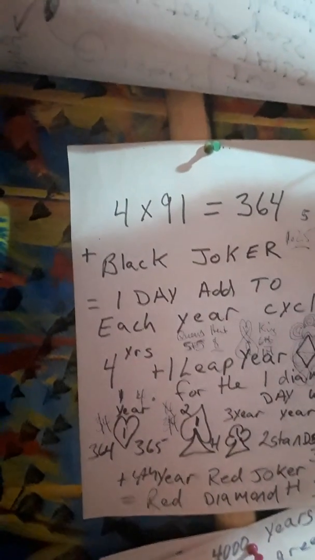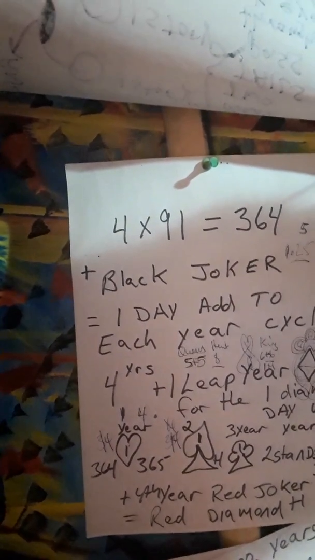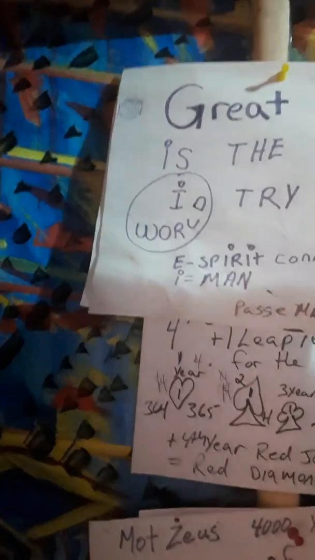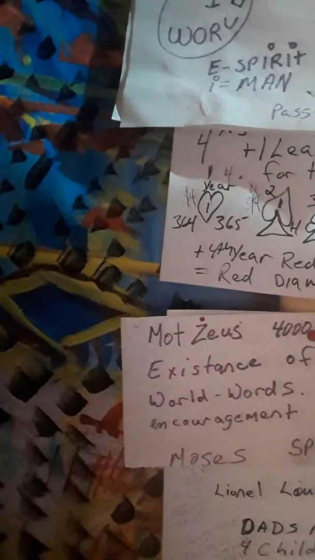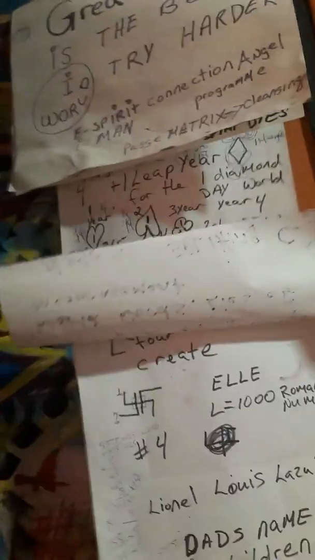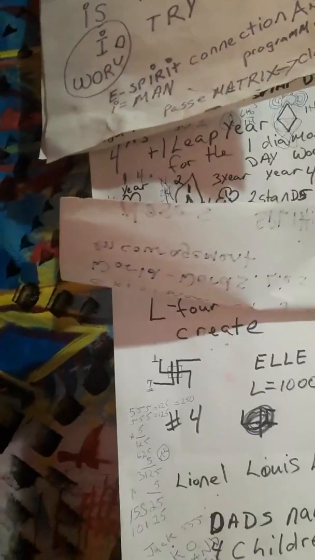Then we have 4 by 91 is 364. 364 days a year. Plus the black joker. Plus a day added for the car that's in. Zeus's words 4,000 years ago. Existence of the Greek world and lies of encouragement. The swastika saying 4L or 1000 for every year. 4.